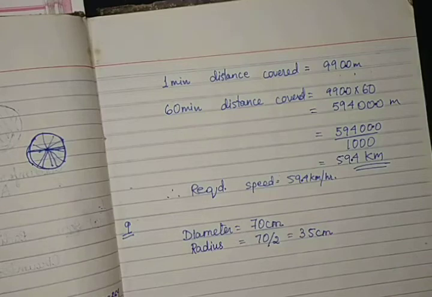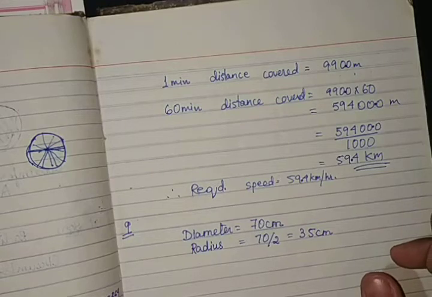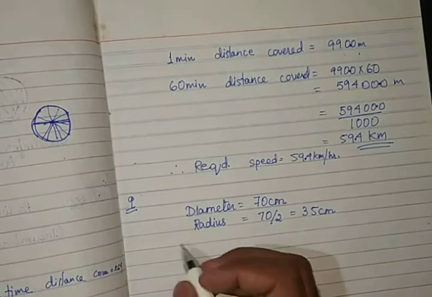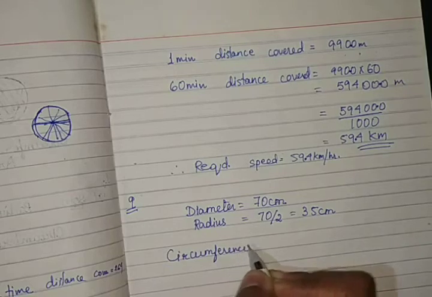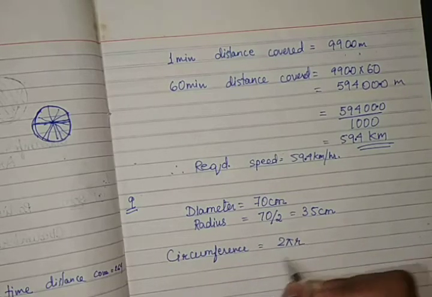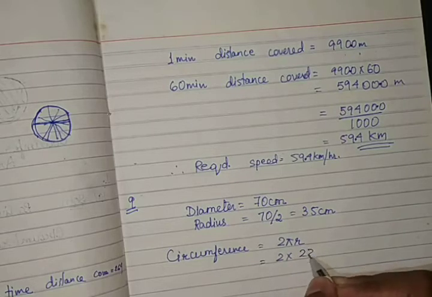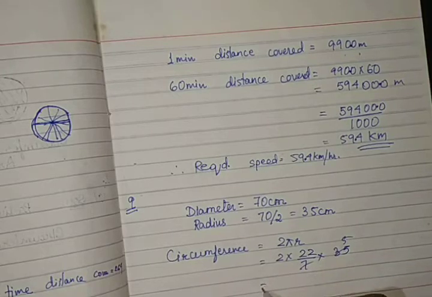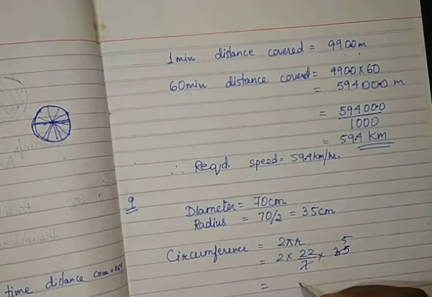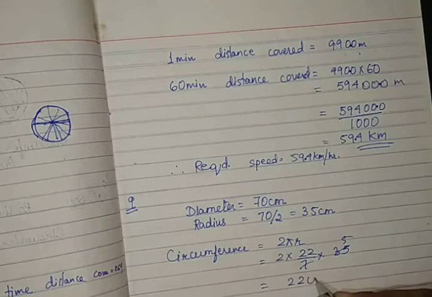Now we need to find out that the bicycle's wheel has a diameter of 70 centimeter and it makes one revolution in 1 second. Then we need to know the distance it covers in kilometer per hour. So let's see the circumference here also. Circumference, same formula, 2 pi r, that is equal to 2 into 22 by 7 into 35, that is equal to 7 5 is 35, 22 is 44, 44 5 is 220 centimeter.